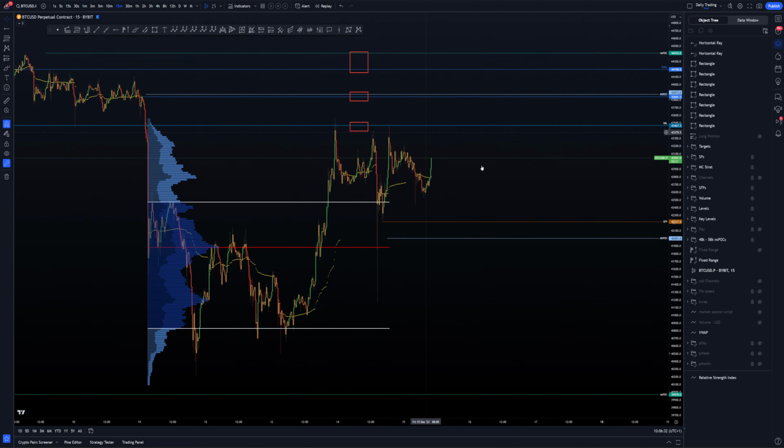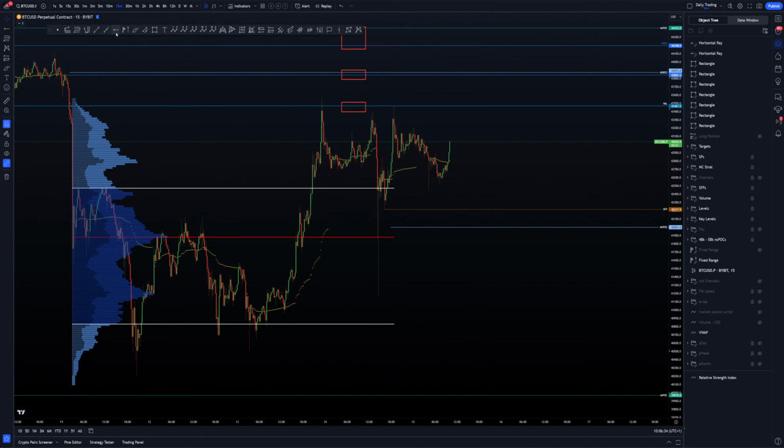And if we have to look for a short trade, first of all, I will be more interested in a short around the top here to take this high. Yes, we do have the naked session point of control just right now. We are hitting this naked session point of control at the moment.